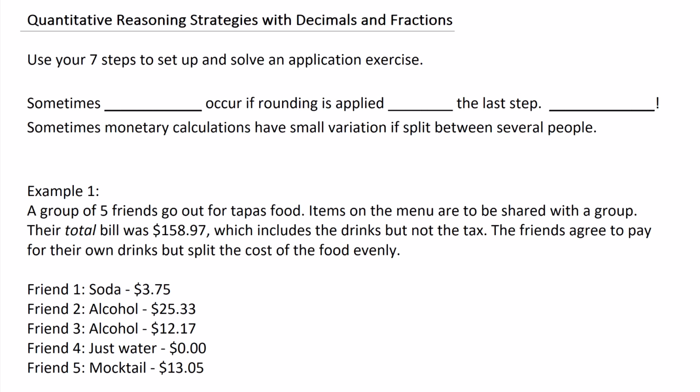In this video, we're going to cover quantitative reasoning strategies with decimals and fractions. We'll still use the 7 steps to set up and solve an application exercise, but we are going to cover some uniqueness of monetary values. Sometimes errors occur if rounding is applied before the last step. Round last.